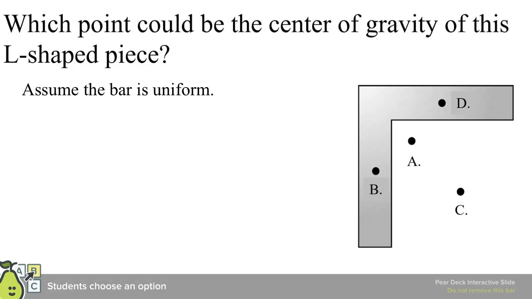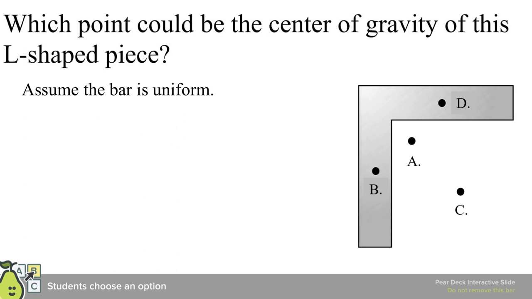All right, which point could be the center of gravity of this L-shaped piece? Assume the bar is uniform. One of our things to look at here is that the center of gravity doesn't actually have to be on the device. Obviously, that would make it hard to suspend it from that point, so you'd have to put light strings or something there. But just keep in mind, just like center of mass, the center of gravity is a hypothetical point and therefore doesn't actually have to have any mass there.